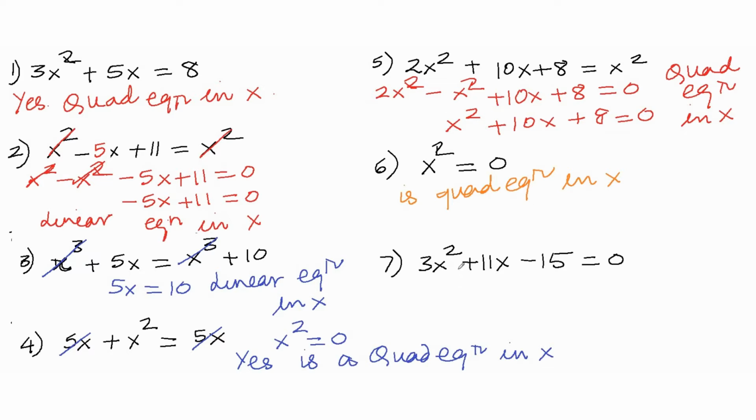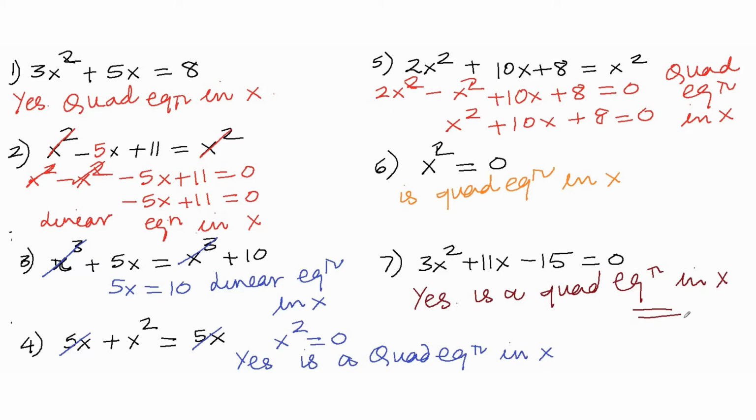And take a look at the last equation. Again, this is a single variable equation. You have an x square term, you have an x term and a constant term. So yes, this is a quadratic equation. This is also a quadratic equation in the variable x, right? So this is how you identify whether you have quadratic equations or not.